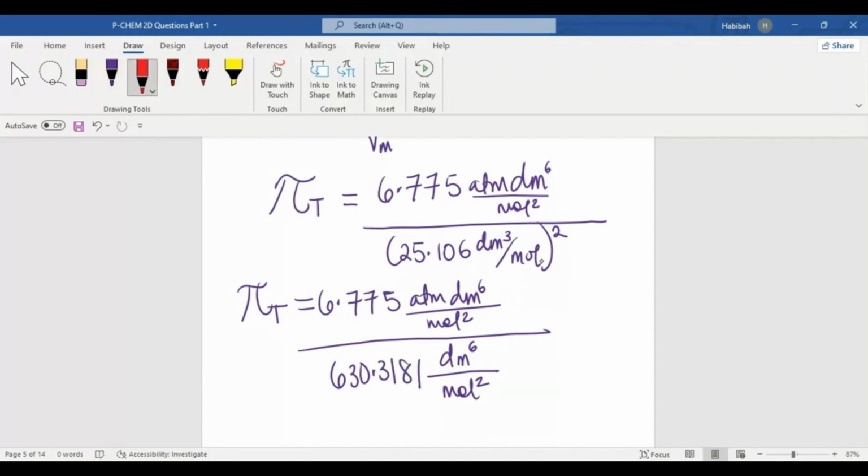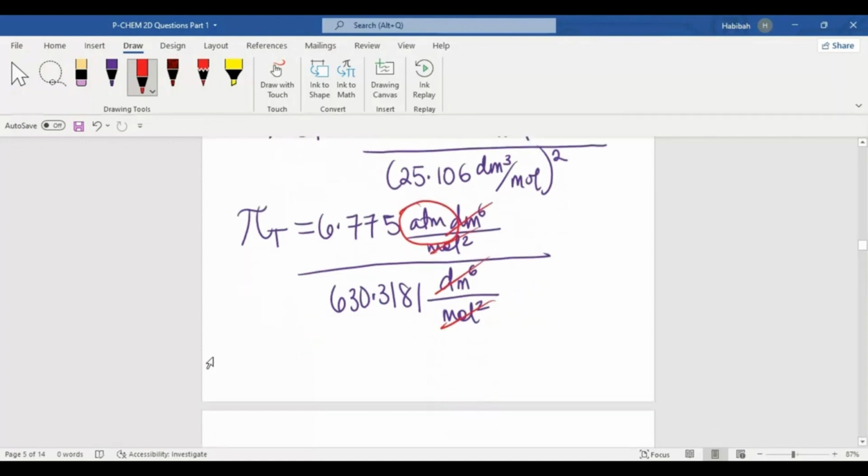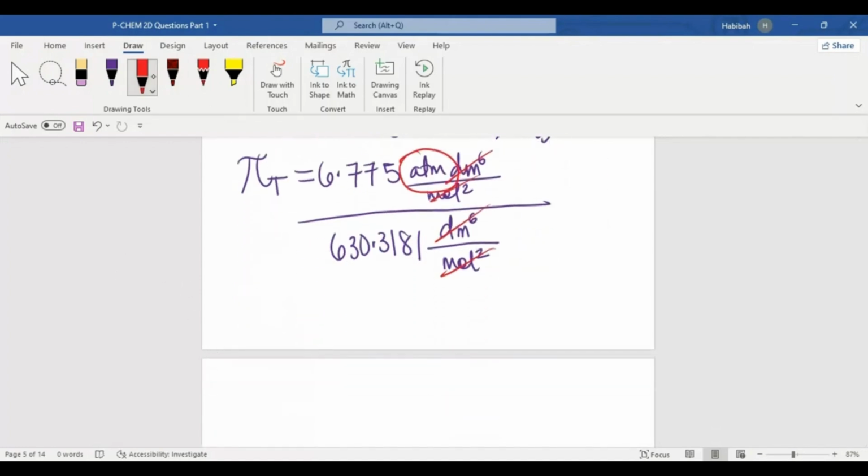Of course we're going to do the main thing we do in chemistry calculations: we cancel out the units. What remains is atmosphere, which makes sense since we're finding the internal pressure, so the units have to match. So pi sub t is equal to 6.775 atmosphere divided by 630.3181, which is 0.010749 atmospheres. So that's basically how it's done.